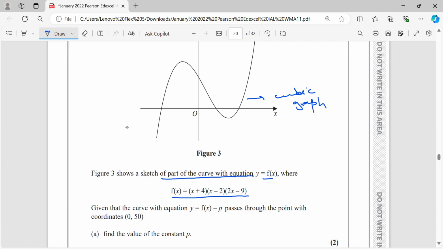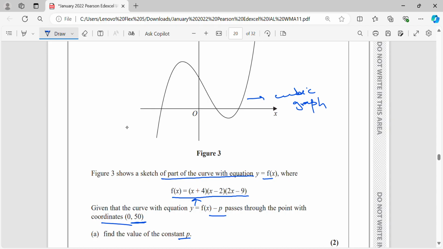All right. Given that the curve with the equation y equals f of x minus p passes through the point with the coordinate (0, 50), find the value of p. So what we can do, we can use this coordinate here in the function to get to know what p is.